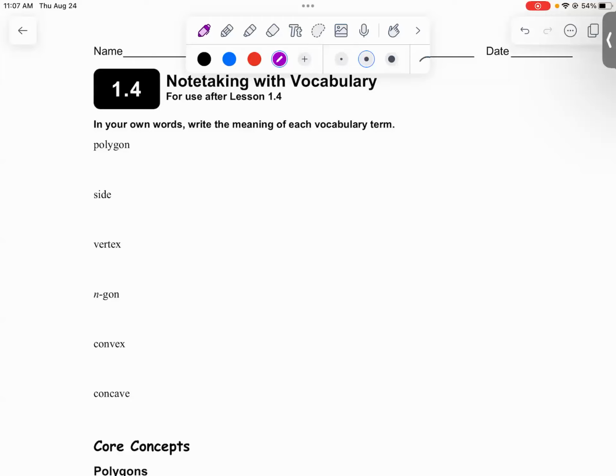If I said draw an example of a polygon, what is a shape that comes to mind? A square, a triangle. Okay, Clark's example that he was thinking of, a pentagon. Those are all examples of polygons. So the official definition of a polygon is a closed figure formed by a finite number of sides.